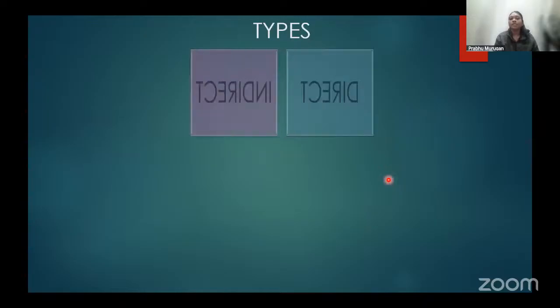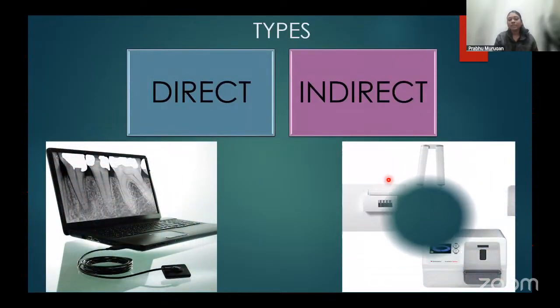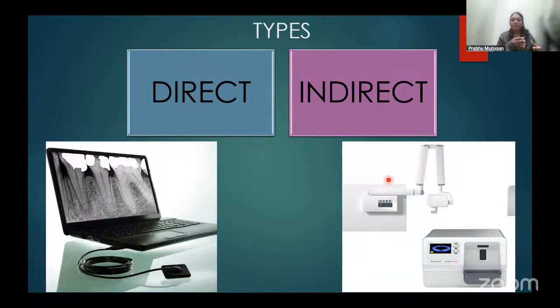Okay. So there are two types, like I already mentioned for you, direct and indirect. The difference is, in direct imaging, you'll have a sensor attached to the computer itself. So once you expose the sensor to the X-ray, it will directly give you the image on the screen. In case of indirect, no, it will have something like a mediator. This mediator is to convert the latent image to give you the final image. Direct examples are your charge coupled device, complementary metal oxide semiconductor, and your flat panel detectors. Indirect example is your photostimulable phosphor plates.